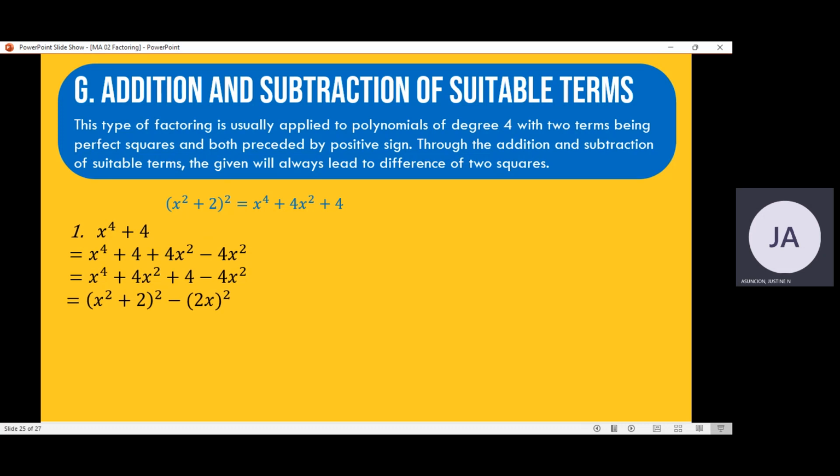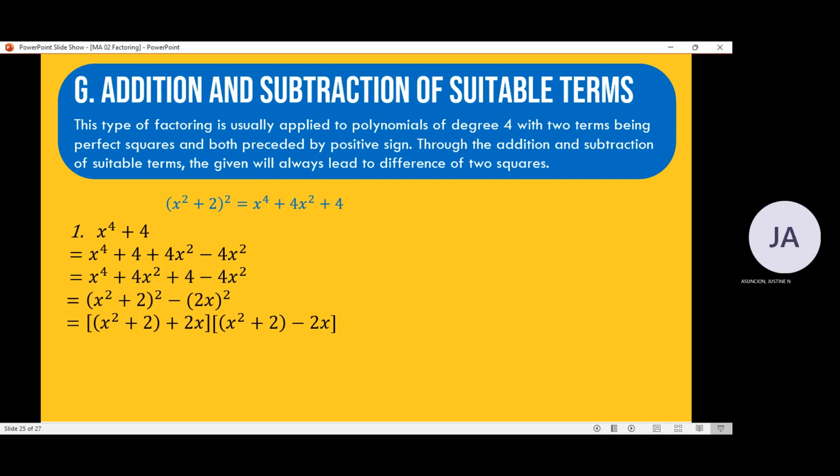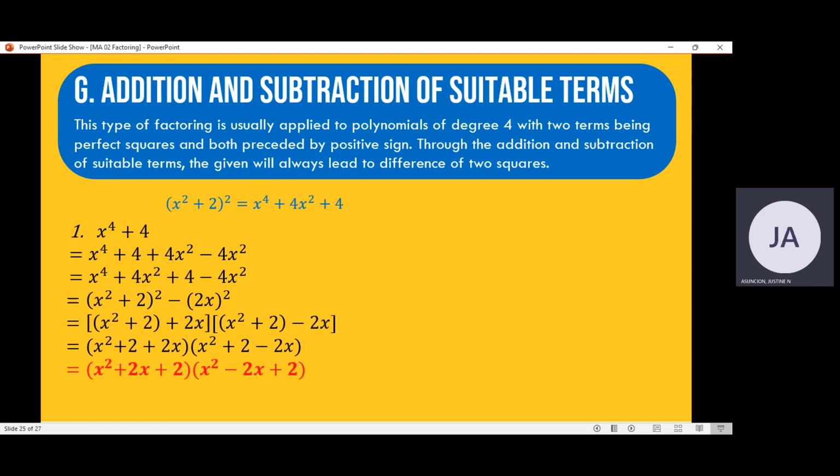So if that's the case, we can have the difference of two squares, right? We have here the difference of two squares. So we have here quantity x squared plus 2x times the quantity of x squared plus 2 minus 2x. Okay, so simplifying, we have x squared plus 2x, quantity x squared plus 2 minus 2x. Or we can rewrite that as quantity x squared plus 2x plus 2 times the quantity of x squared minus 2x plus 2.